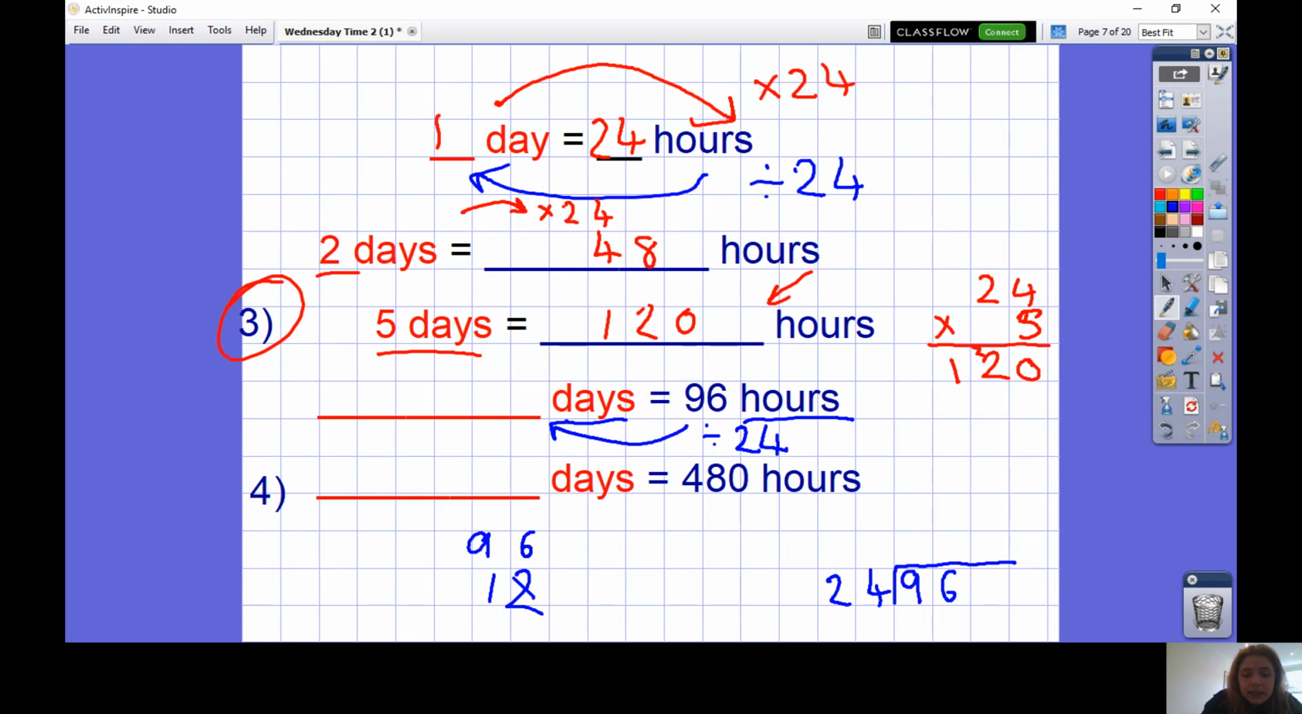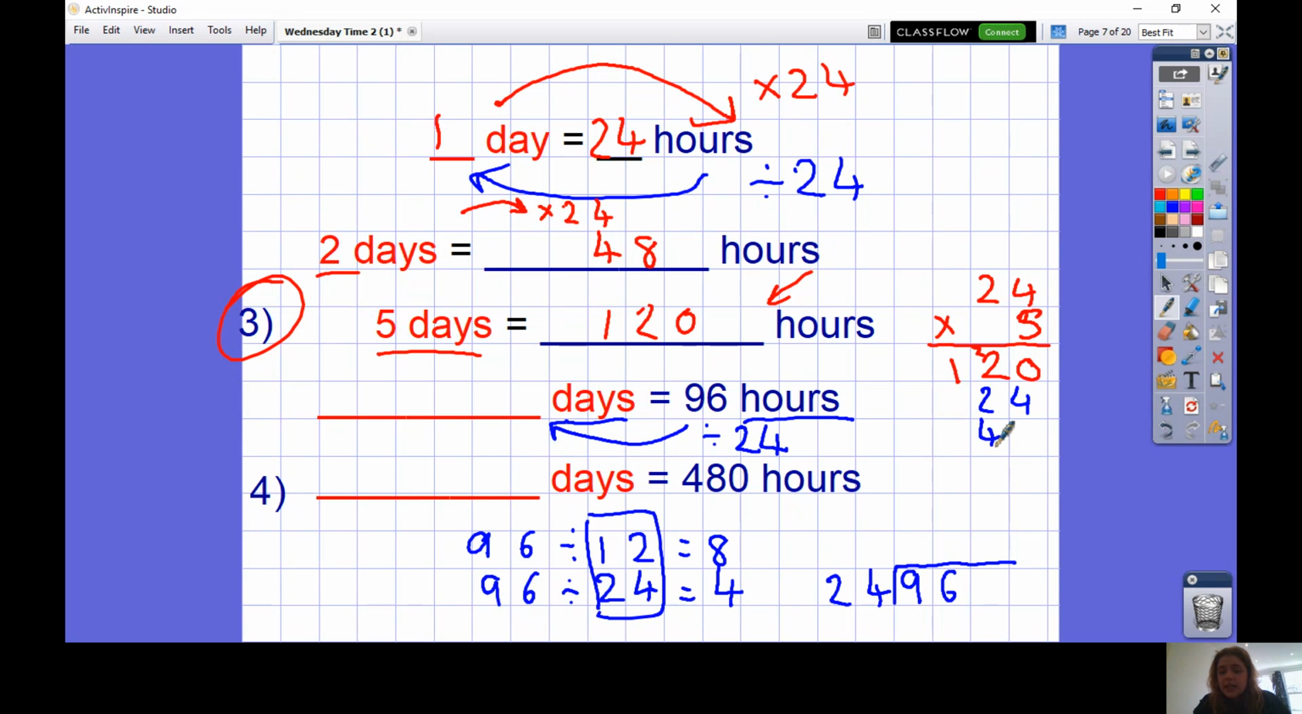I know that 96 divided by 12 is equal to 8. Therefore, 96 divided by 24, I'm splitting it into bigger groups, therefore there'll be less of them, will be equal to 4. Or you could have counted in 24s, 24, 48, and then this one you'll have to think a little bit more carefully, that's 72, and then adding on another one would give us 96, or you could have tried it like that. So many different ways to find your answer. So long as you've got a method that works for you, that's all that's needed. But either way, that's 4 days.